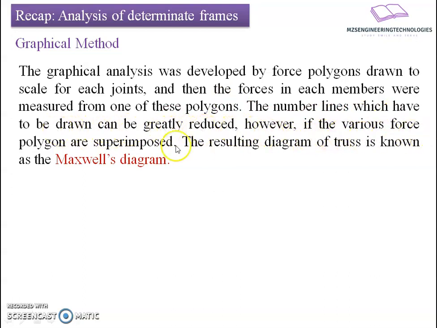However, if the various force polygons are superimposed, then we will try to superimpose the common joints here, thereby reducing the number of lines to be read, and thereby it makes an easy task for us to find out forces in a complex geometry. The resulting diagram of the truss is also known as Maxwell's diagram.